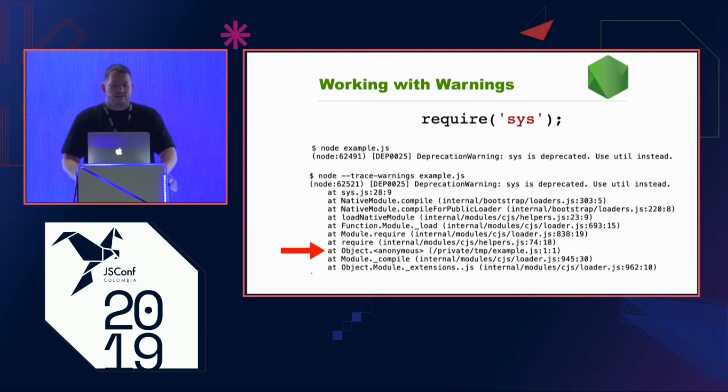An example is just a one-line require('sys'). Sys is from years ago. It's a deprecated module in Node core. I don't think anyone's still using it, and you shouldn't be. But if you run this example, without any command line flags you'll see a deprecation warning: sys is deprecated, use util instead. That's good and all, but it doesn't really tell you where in your application things are coming from. But if you add --trace-warnings in front of that, you now get this nice stack trace, and the red arrow that I have here shows you exactly where in your code base that call is coming from.